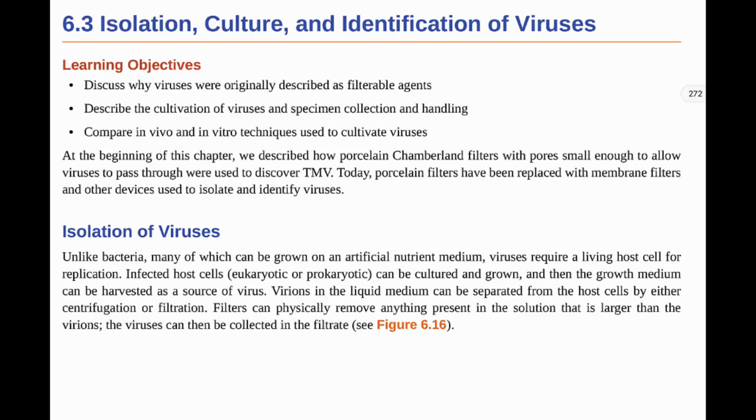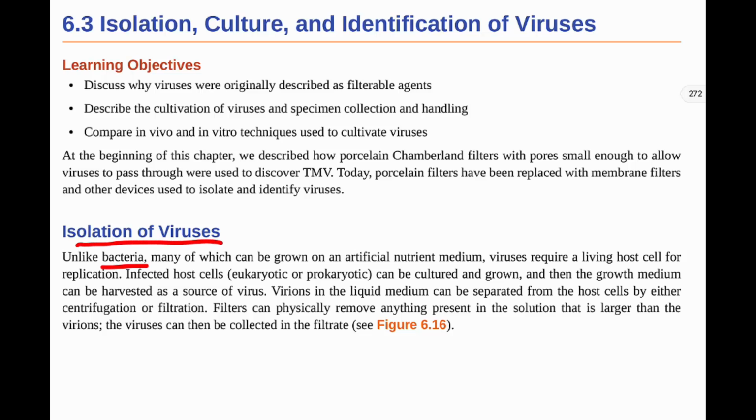All right, so now that we've taken a look at what a virus is and how it can go through different cycles, its different life cycles, let's take a look at how we actually study viruses and how we learn about viruses, culture them, and identify them. So first let's talk about isolation of viruses.